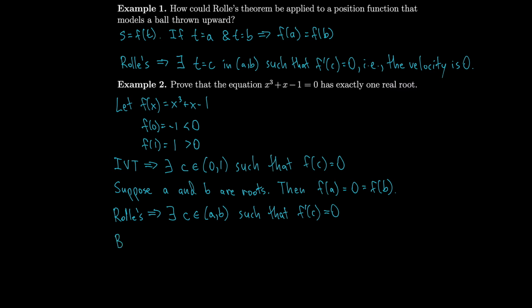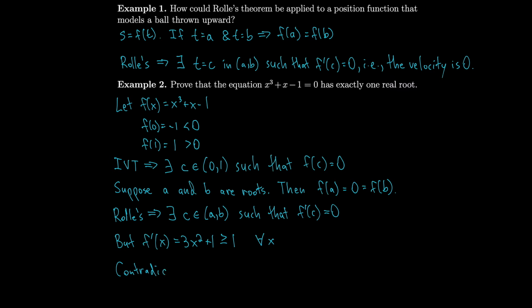Okay, but there's one problem with that. If you take the derivative of this guy, we get that it equals 3x squared plus 1 by the power rule. Well, x squared is greater than or equal to 0. So the least this thing could possibly be is 1. So this thing is greater than or equal to 1, and that's for all x values. So for any x value you plug in, this thing's going to be greater than or equal to 1. So it's impossible that it equals 0. So that's a contradiction.